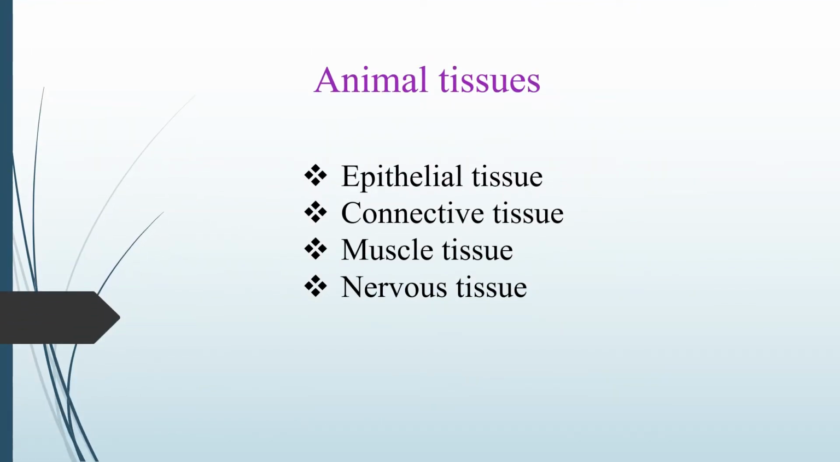Today we are going to learn about animal tissues. There are 4 types of animal tissues: epithelial tissue, connective tissue, muscle tissue and nervous tissue. From here we are going to learn about these 4 types of animal tissues.